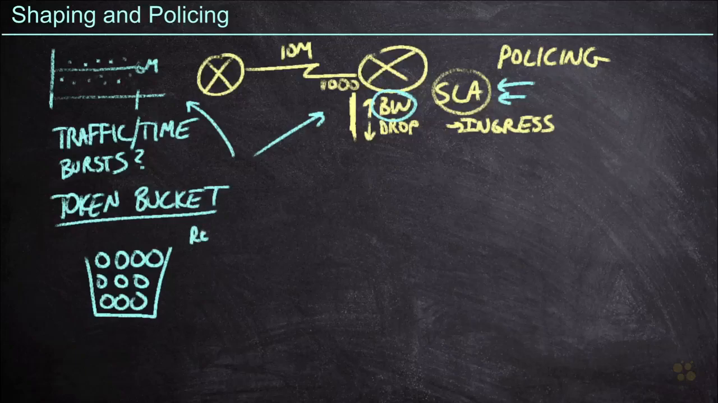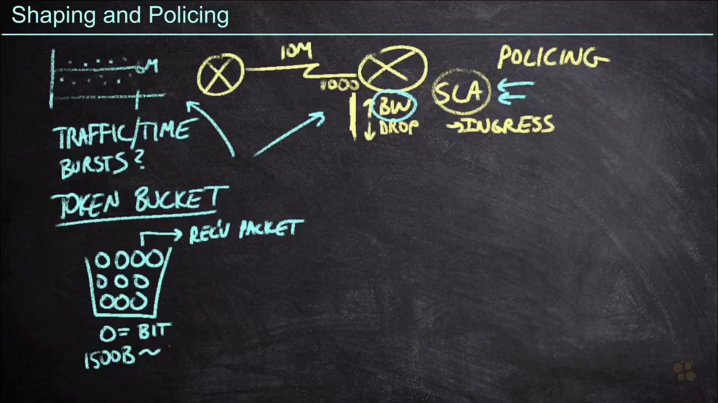Every time I receive a packet, I'm going to look at the size of that packet. And based on that size, I'm going to pull out the appropriate number of tokens. Usually, each token is equal to 1 bit. So if I just received a 1500 byte packet, well, that's 12,000 bits, and so that's going to be 12,000 tokens that I need to pull out.